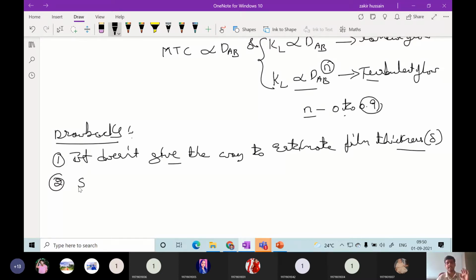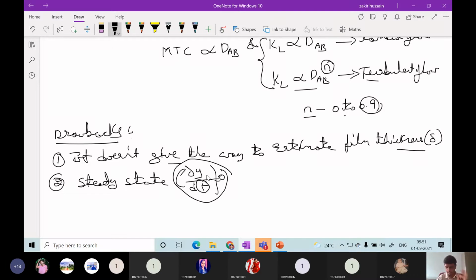The next drawback is that it is applicable only for the steady state, where variables do not change with time: change in some y by change in time is equal to 0. It is applicable only to this situation. If you see industrial operations, all operations are dynamic. They are carried out at unsteady state conditions and are not independent of time. That is why the film theory is considered to have drawbacks. These are the two main drawbacks of this film theory.